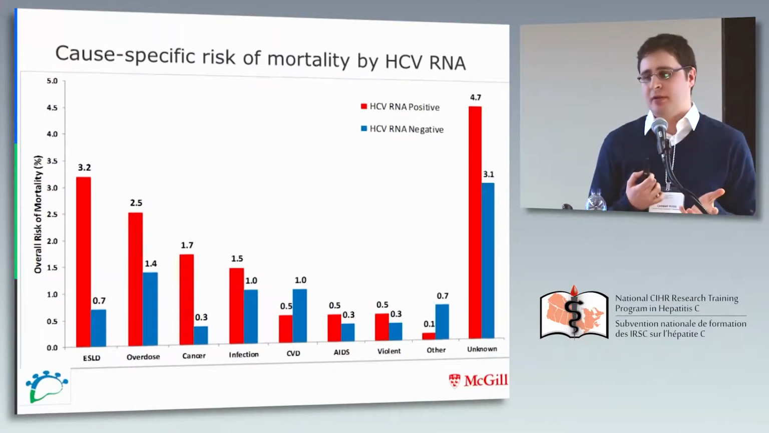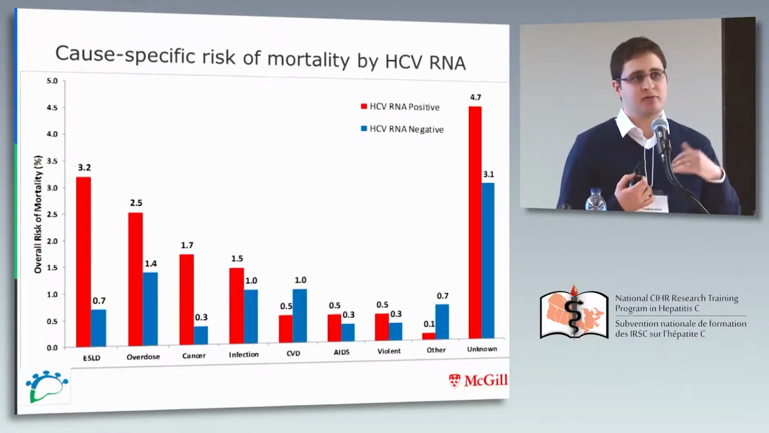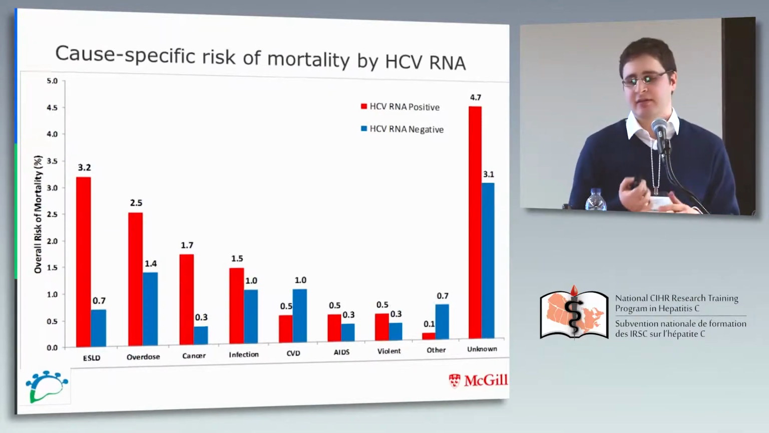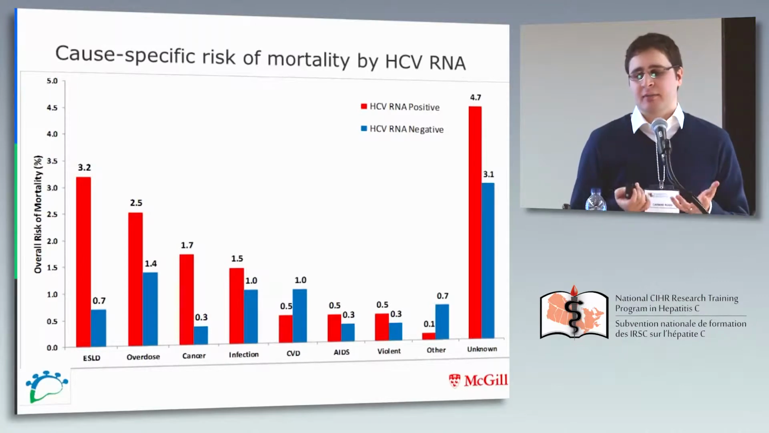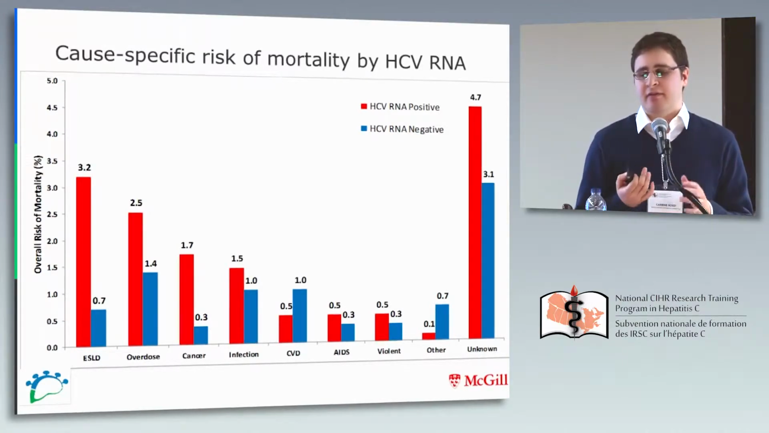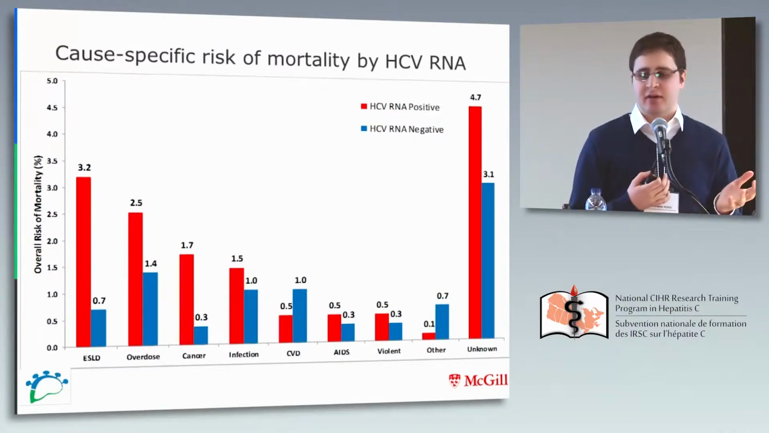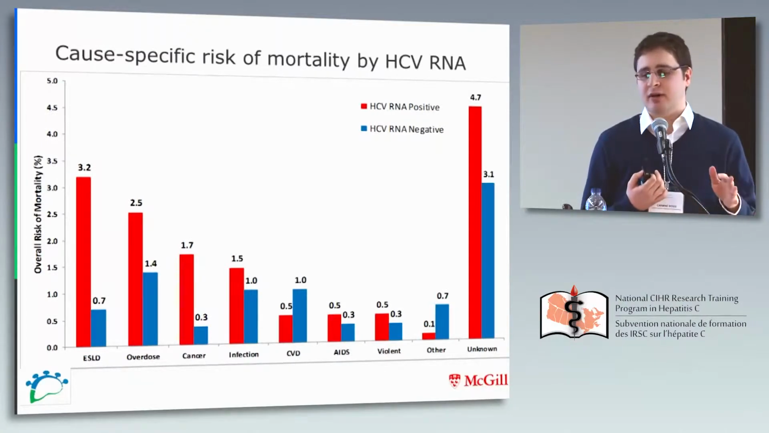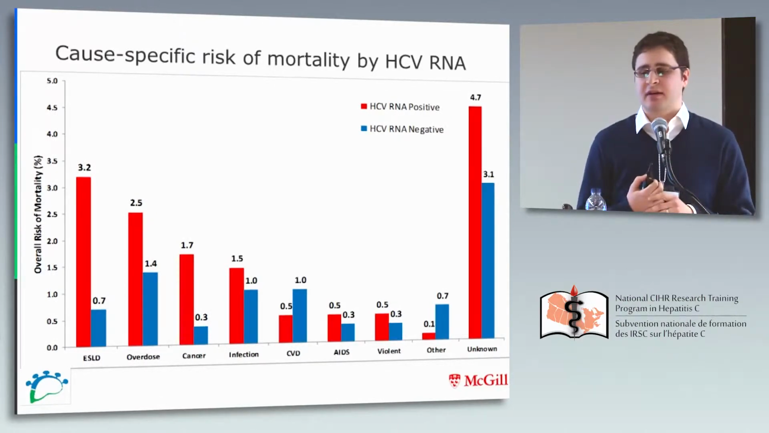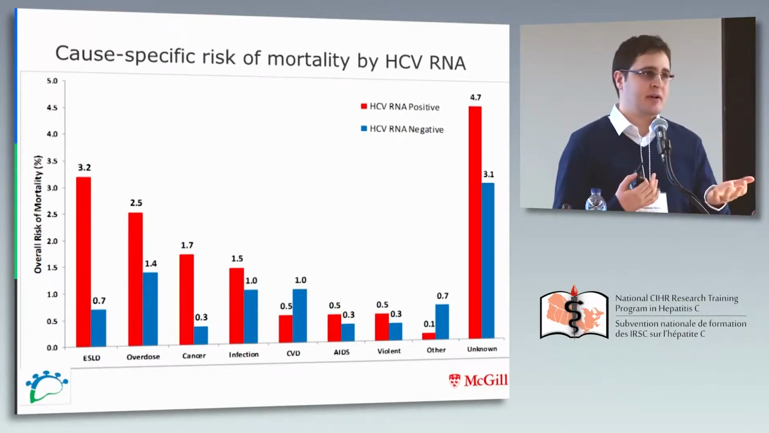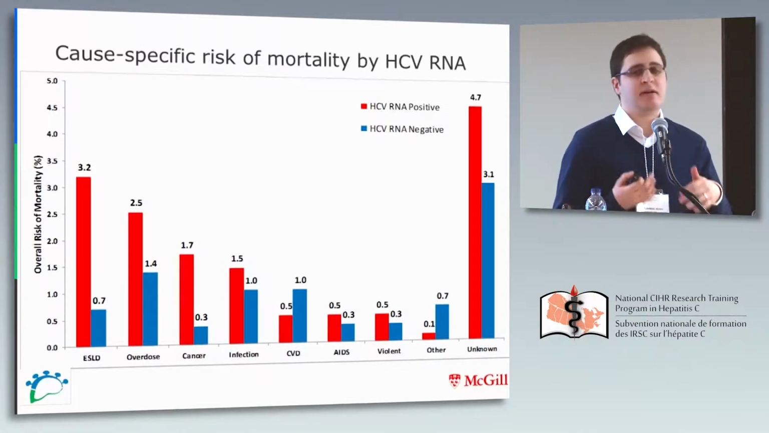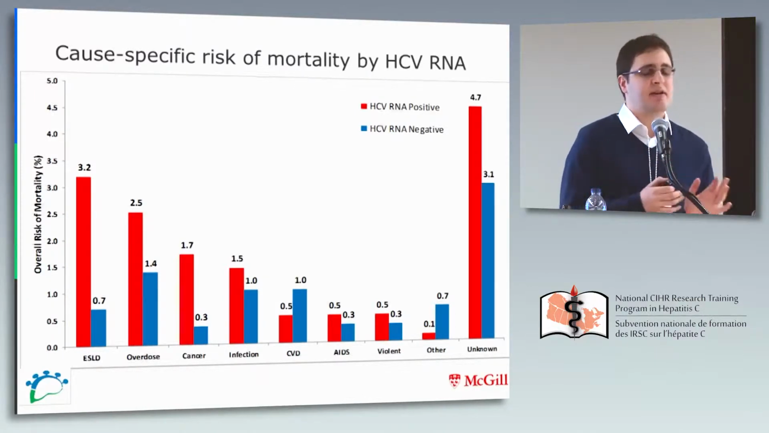The red bars are those study participants who are HCV RNA positive, and the blue bars are for those who are HCV RNA negative. Not surprisingly, being HCV RNA positive, you have about a 5-times greater risk of death from end-stage liver disease. But it's also interesting to note that even for the other causes of death, being HCV RNA positive, you're more likely to die from, let's say, overdose, cancer, and bacterial infection than if you're HCV RNA negative. So just crudely, it appears that being HCV RNA positive is a risk factor for mortality from causes of death other than end-stage liver disease.